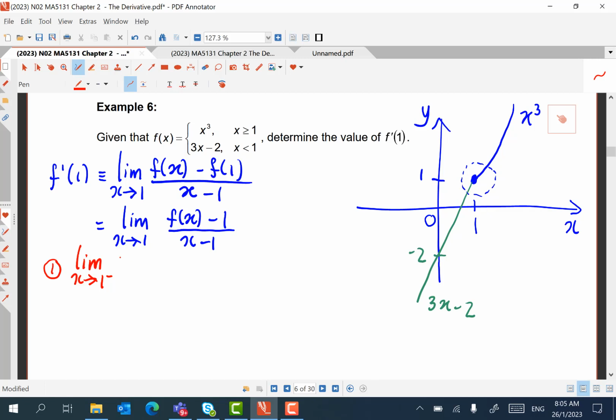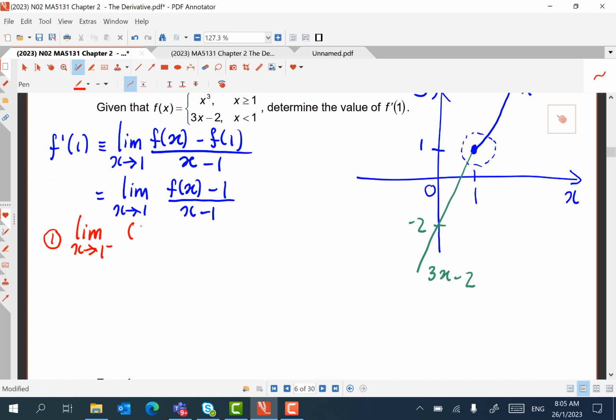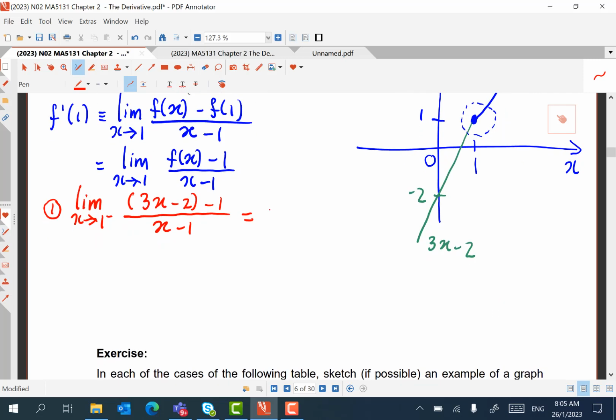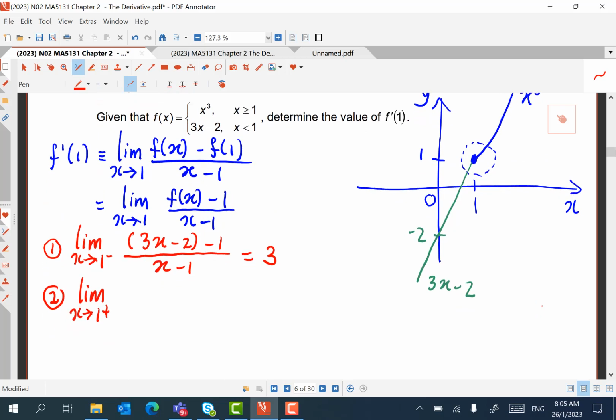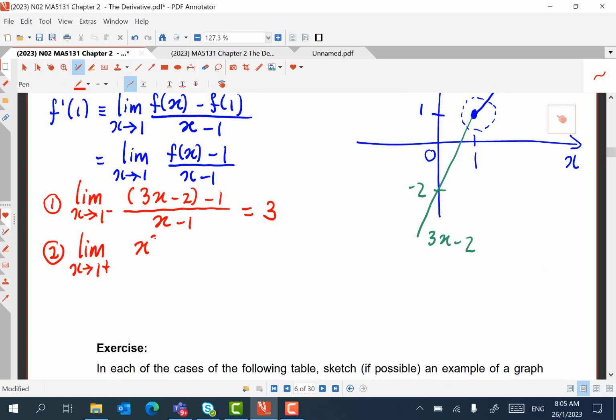Okay, from the left side, it is actually 3x minus 2, and this evaluates to 3. On the right side, when it's approaching 1 from the right, you will have x cubed. And for this one, we can actually factorize the numerator.